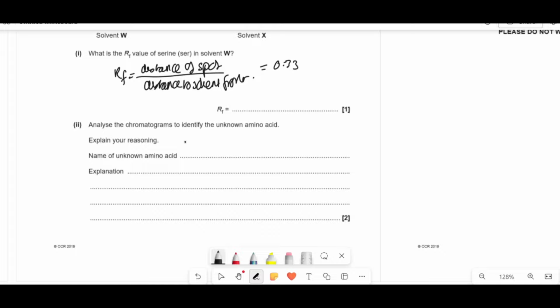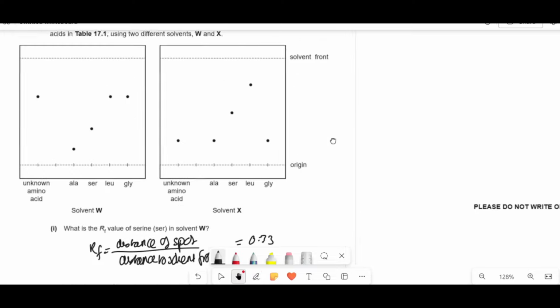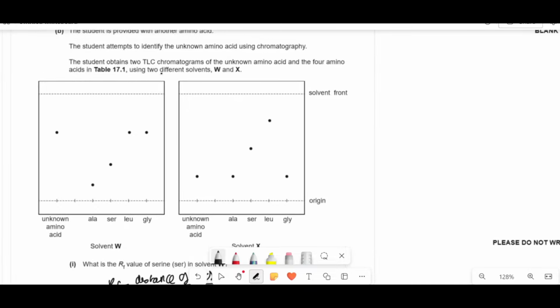analyze a chromatogram to identify the unknown amino acid and identify your reasoning. So, if we have a look, we have some mysterious unknown amino acid here. And we have done what? We've put the unknown amino acid and four amino acids using these two different solvents here. In these two different solvents, we can see that this amino acid's matching these two. So it could either be lysine or glycine. But here it's matching with alanine and glycine. Because glycine is common to both of those, it's going to be glycine.